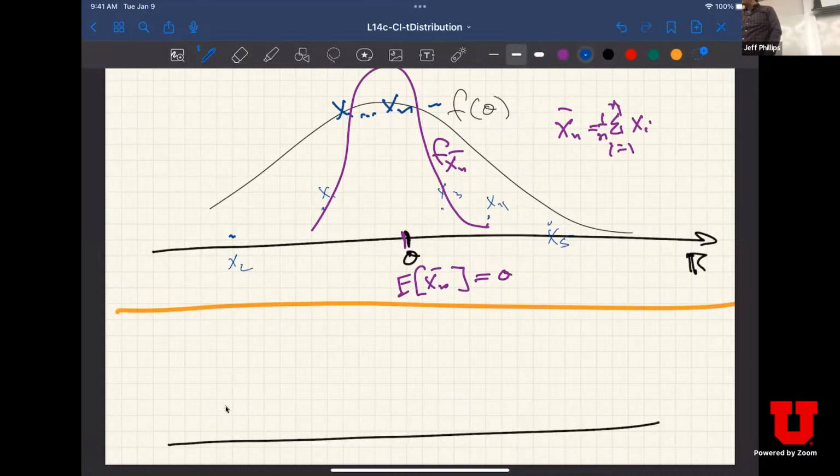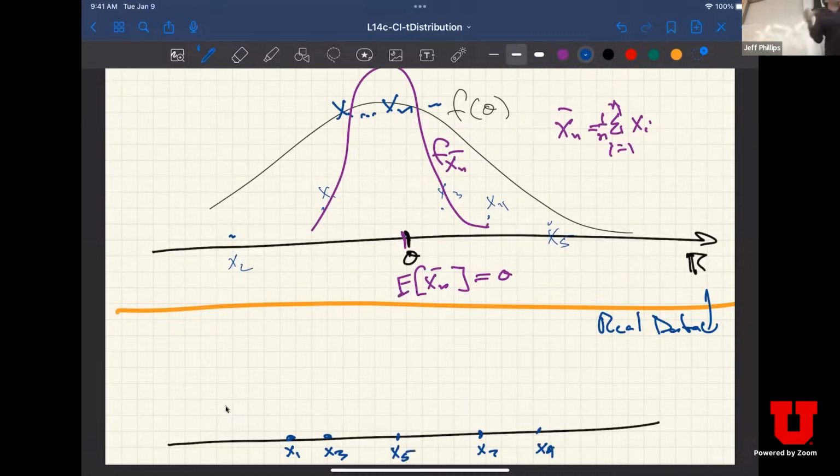So down here below is real data, and this is where you actually make some observations. And so we don't know what theta is. All we see are these actual values, lowercase x1, x2, x3, x4, x5. And I'd like to estimate the parameter, the mean value of this distribution. So I'd like to understand what distribution these came from.